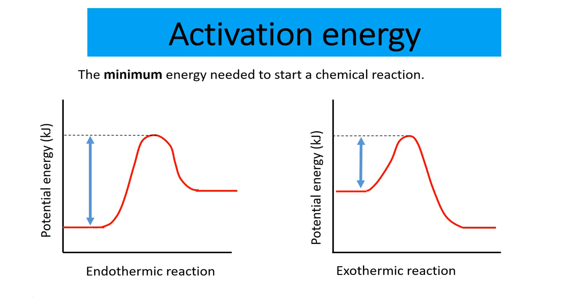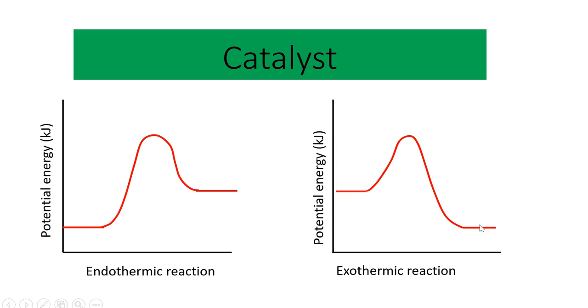Okay, we've discussed activation energy. I've shown you in the previous graph what this is about. You need to know the definition. It's the minimum energy needed to start a chemical reaction. And here I've shown you the activation energy for an endothermic reaction. Endothermic because my initial energy is less than my final energy, so energy is taken up. And this is my activation energy for my endothermic reaction.